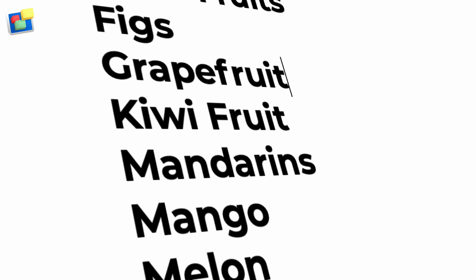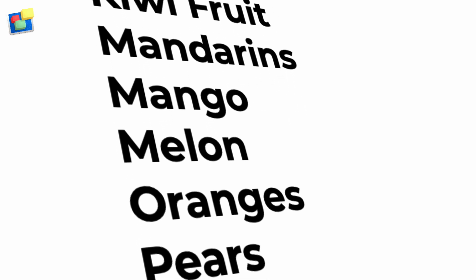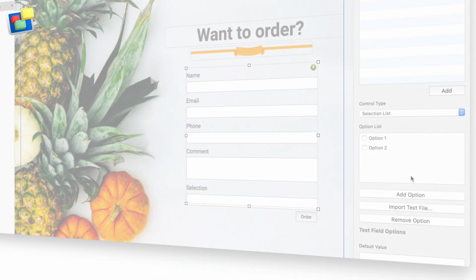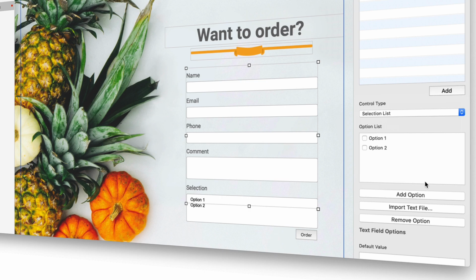If you have a large number of list items that you want to add to a control, bulk importing your list from a pre-prepared text file will save you time and effort, as you do not need to add list items one by one using the Add Option button. The Import Text File feature is used to import your predefined list, and can be used on any control that supports this feature.